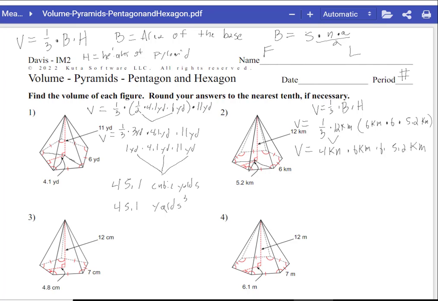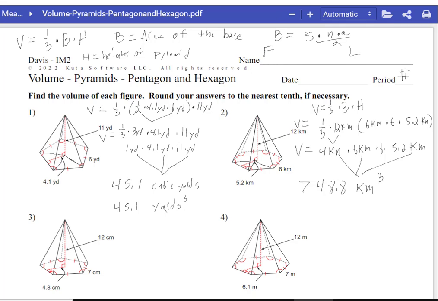So what I'm going to do is 4 times 6 times 6 times 5.2 in my calculator. And I'm going to put the kilometer times kilometer times kilometer together and get kilometers to the third power. And I get 748.8 kilometers cubed, because we're counting cubes.